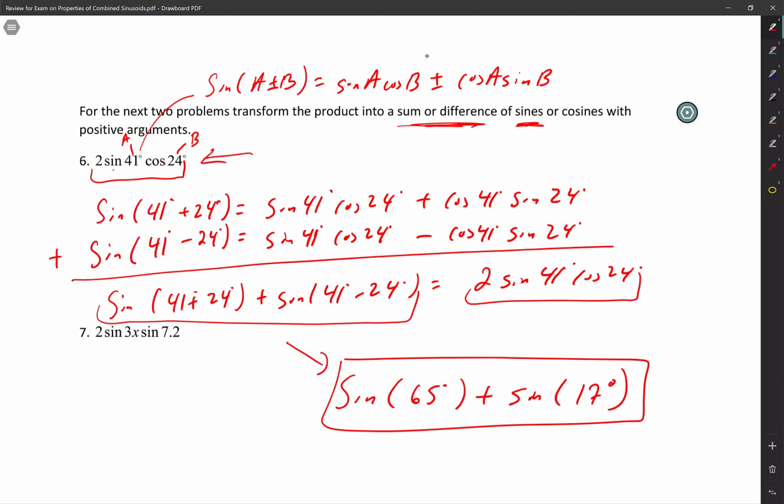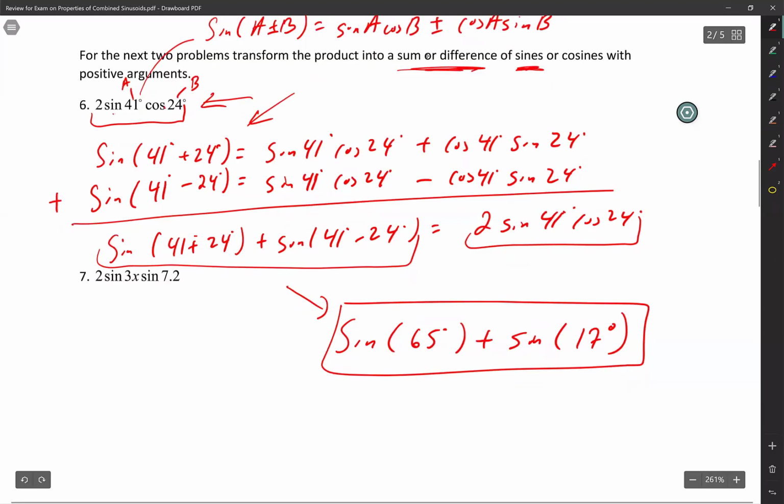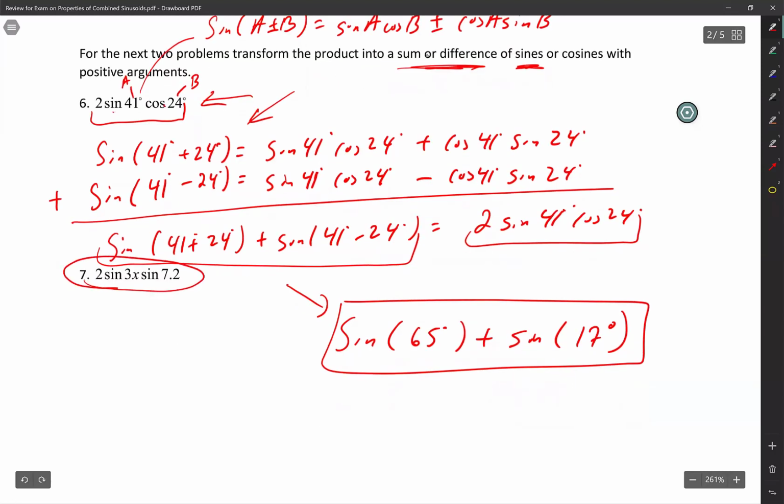Does that make sense, guys? And yes, there are formulas. If you want to use your formulas, you can, but I don't bother memorizing. As long as you know the composite argument properties, you can always get them. So this is the same. The only difference is that you have a 3x and a 7.2.